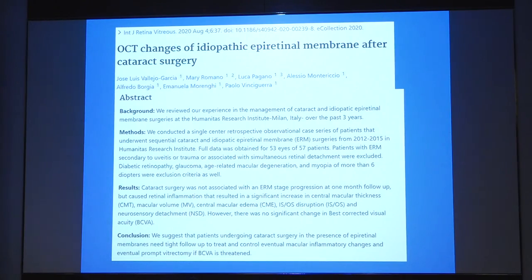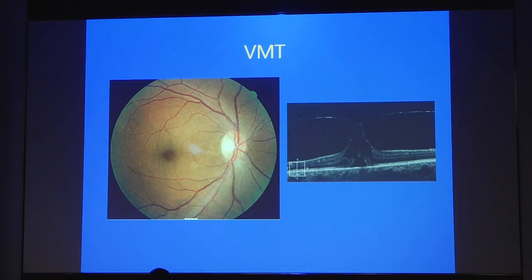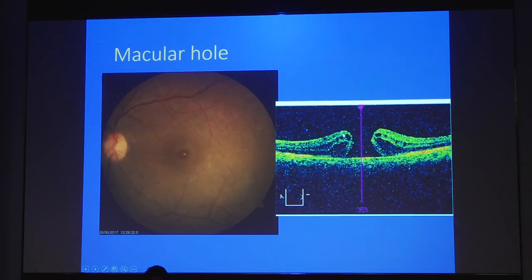This study also says the same thing, where they have seen an increase in the macular edema compared to the ERM which is not progressing. Another important condition which may be missed, because clinically it may be difficult to identify, where there will be a slightly enhanced red reflex, is vitreomacular traction. So clinically it may become difficult, which is why examining the near vision also becomes important.